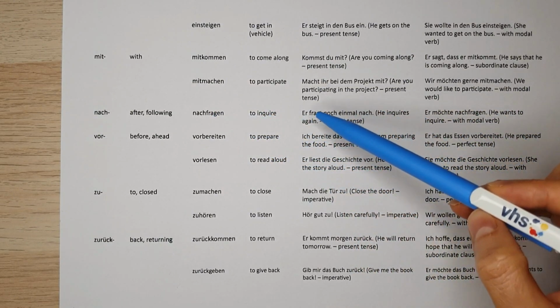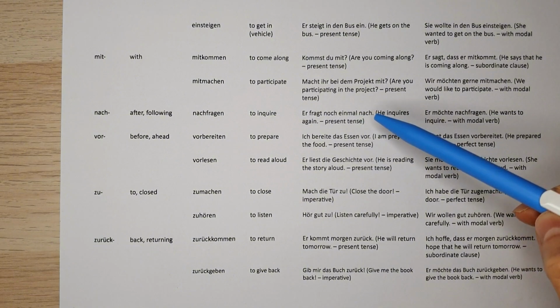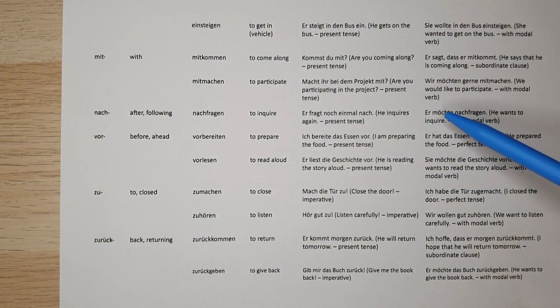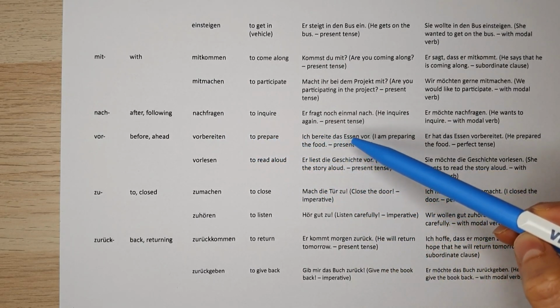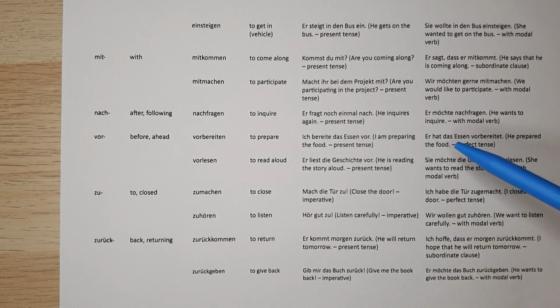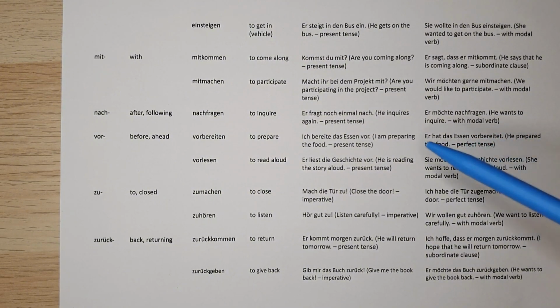Nachfragen, to inquire. Er fragt noch einmal nach. He inquires again. Present tense. Er möchte nachfragen. He wants to inquire, with modal verb. Vorbereiten, to prepare. Ich bereite das Essen vor. I'm preparing the food. Present tense. Er hat das Essen vorbereitet. He prepared the food. Perfect tense.